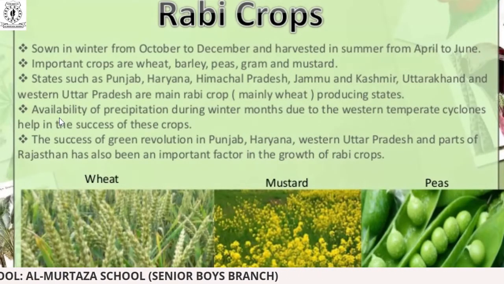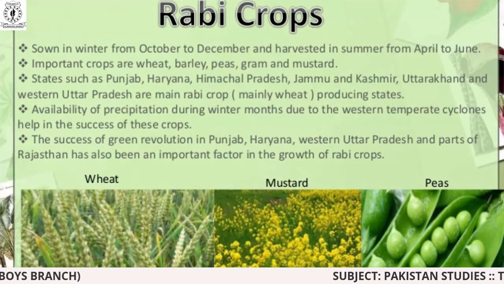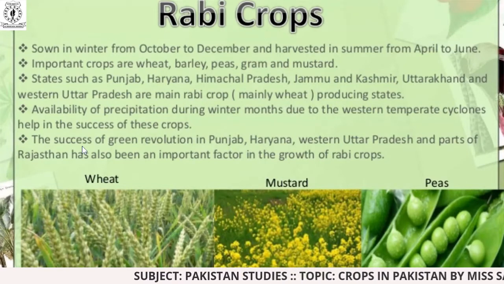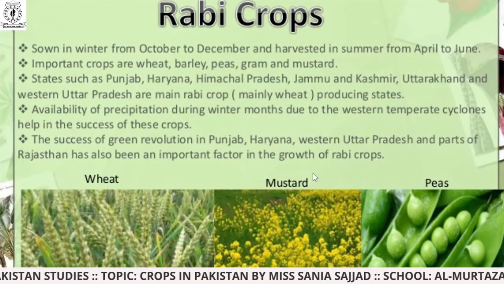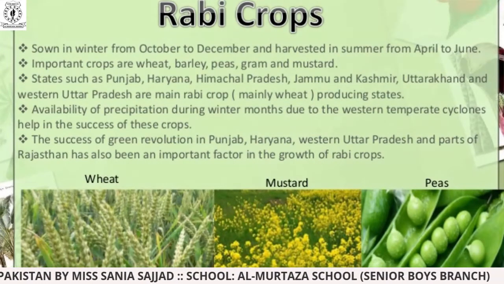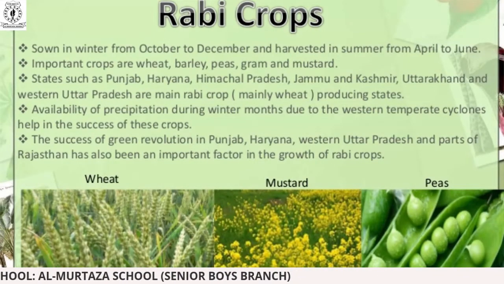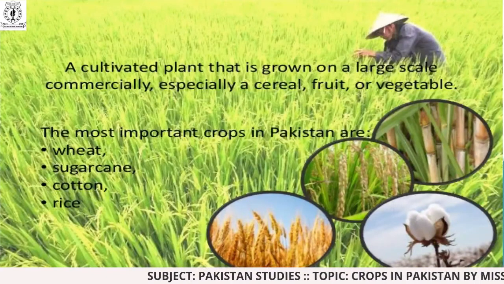Availability of precipitation during winter months due to the western temperate cyclones helps in the success of these crops. The success of the Green Revolution in Punjab and the other parts has also been an important factor in the growth of Rabi crops. They need special care. You have to look after them. If you are not looking after them, then definitely it can create a problem for all of you, right? So you have to deal with the Rabi crops clearly and carefully.